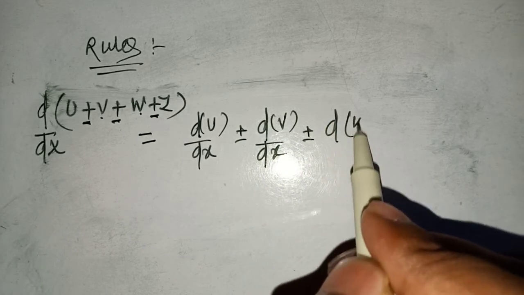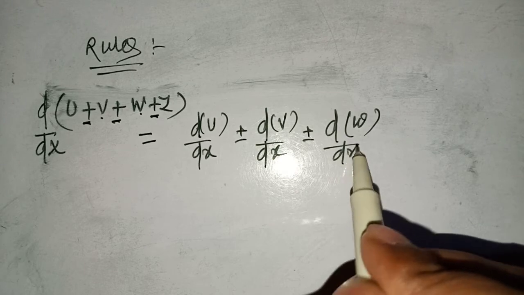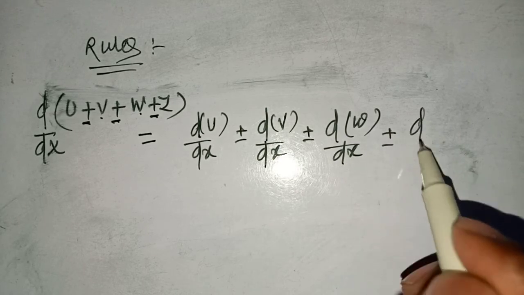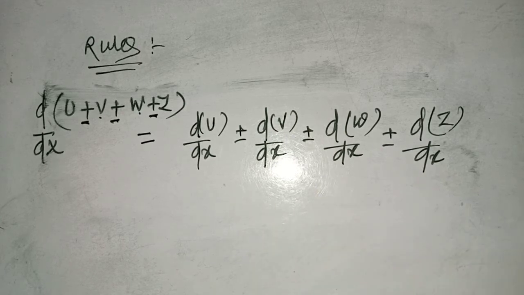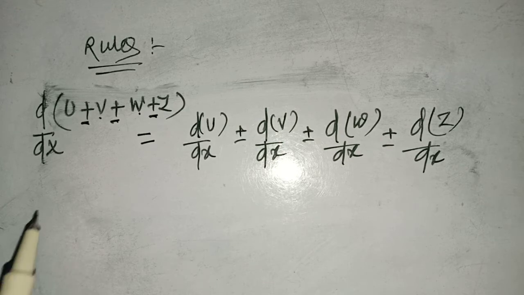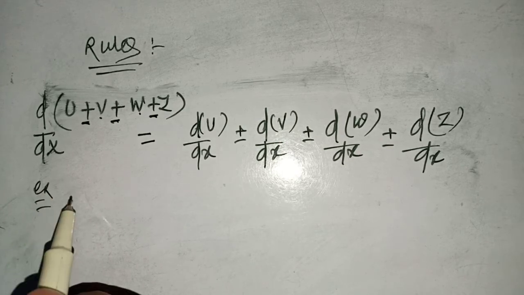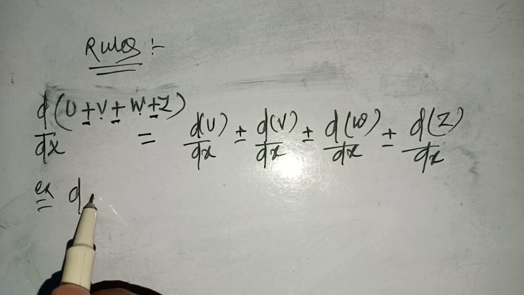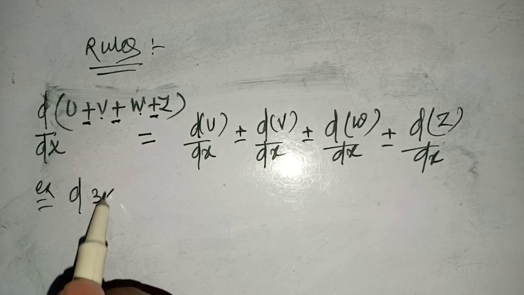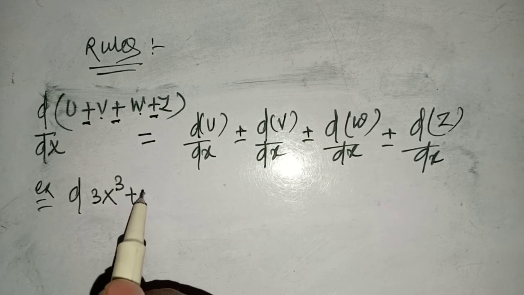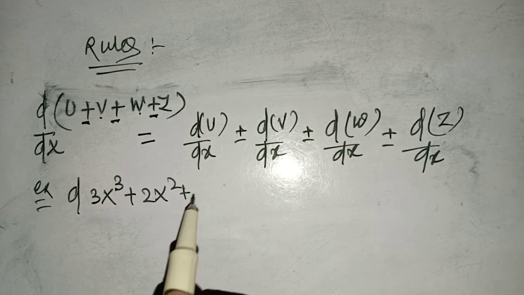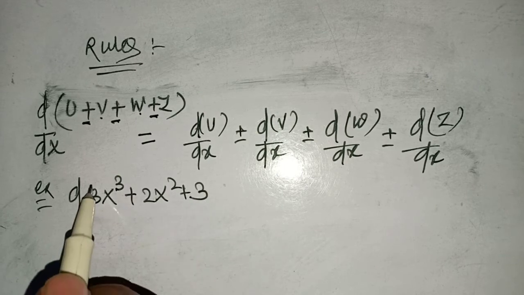Okay, first we will separate this. Okay, now after separation we will differentiate this. Now for example, you want to differentiate d of 3x cube plus 2x square plus, let's say, 3.